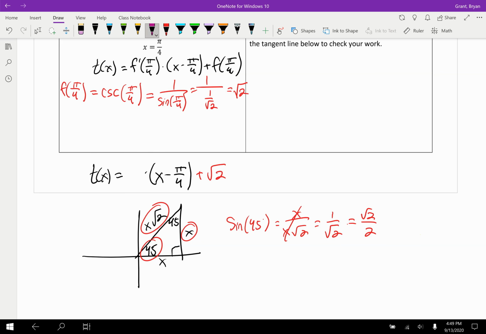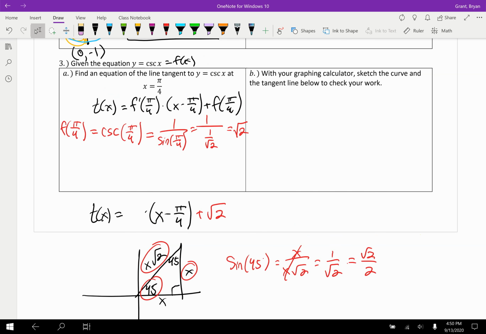Second part of this. This is the calculus part. We've done no calculus on this question so far. We're going to need to find the slope at pi over 4, which means we should probably find the equation for the derivative at pi over 4 first. So we have to find the derivative of cosecant.